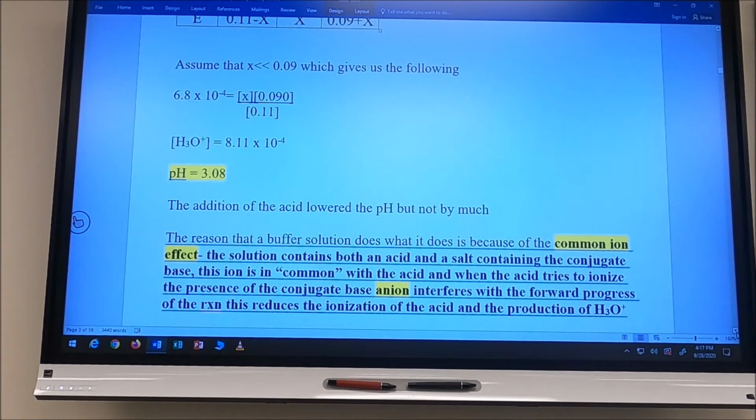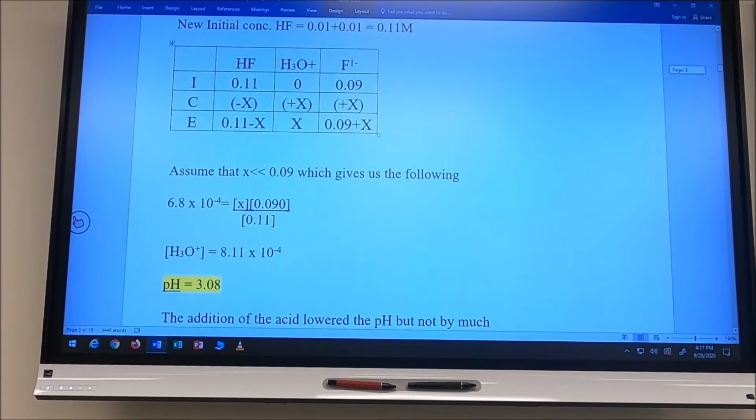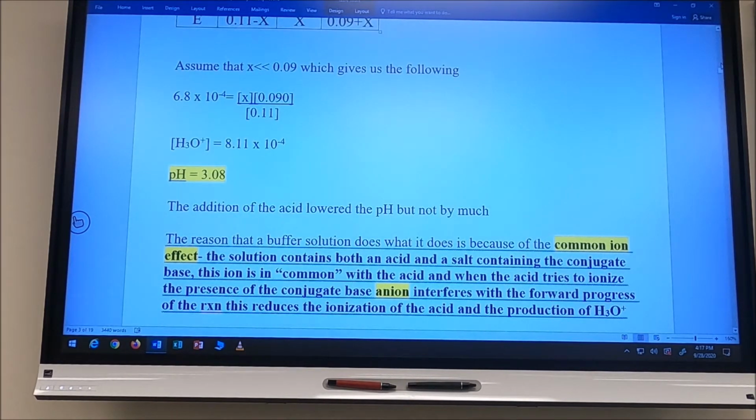pH of 3.08. So the pH went from 3.16 to 3.08. That's very little change. It's not the 5 pH unit change we saw when we added the same amount of acid to straight water. So the addition of an acid lowered the pH a little, but not much.